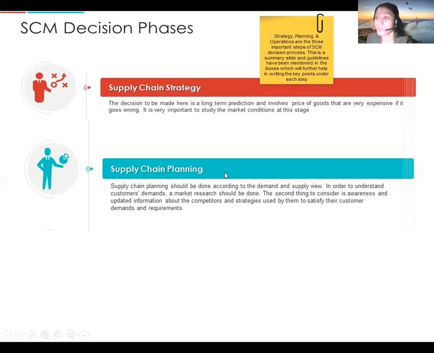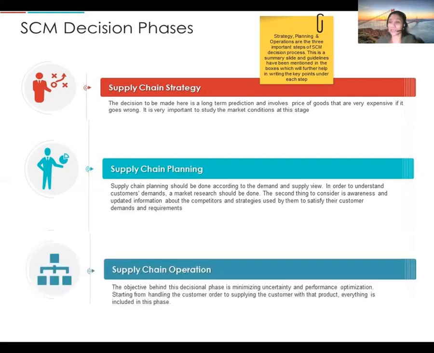Supply chain planning should be done according to the demand and supply view. In order to understand customer demands, market research should be done. The second thing to consider is awareness and updated information about the competitors and the strategies used by them to satisfy their customers' demands and requirements.